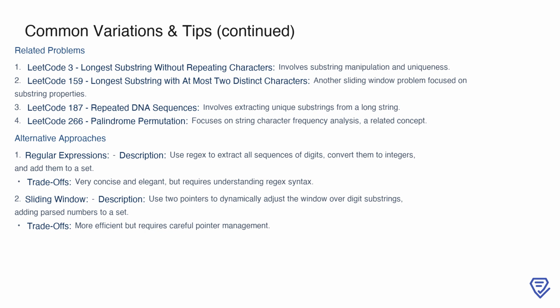Beyond this, there are alternative approaches you can explore. One option is using regular expressions to extract sequences of digits directly. This method is concise and elegant, but it requires familiarity with regex syntax. Another approach is the sliding window technique, where you use 2 pointers to dynamically adjust the window over digit substrings. This is often more efficient but requires careful management of the pointers to ensure correctness.